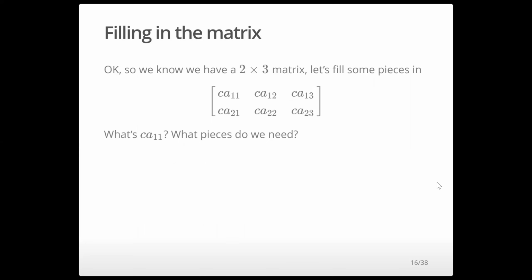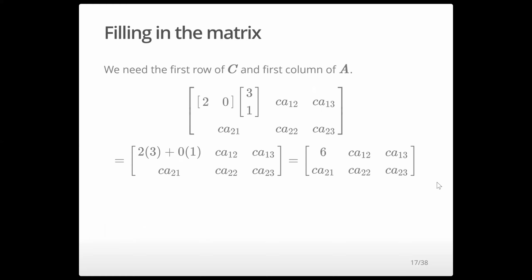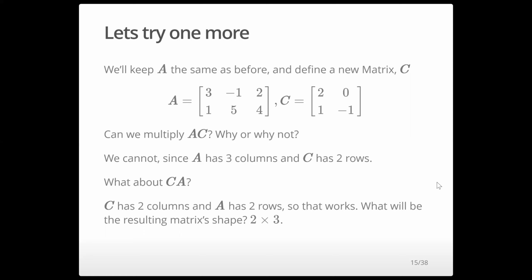So we know we have a 2 by 3 matrix, and let's fill in a couple pieces. What's CA11? What pieces do we need? We need the first row of C and the first column of A. I put them in here, but let's go back and look. The first row of C is 2, 0, and the first column of A is 3, 1.